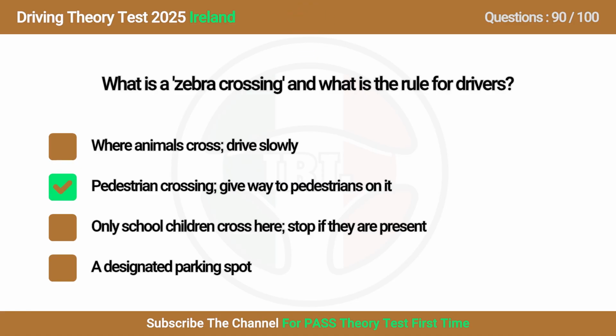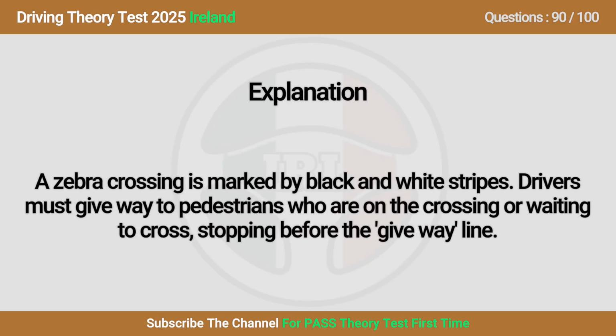Answer is B. Pedestrian crossing, give way to pedestrians on it. A zebra crossing is marked by black and white stripes. Drivers must give way to pedestrians who are on the crossing or waiting to cross, stopping before the give-way line.